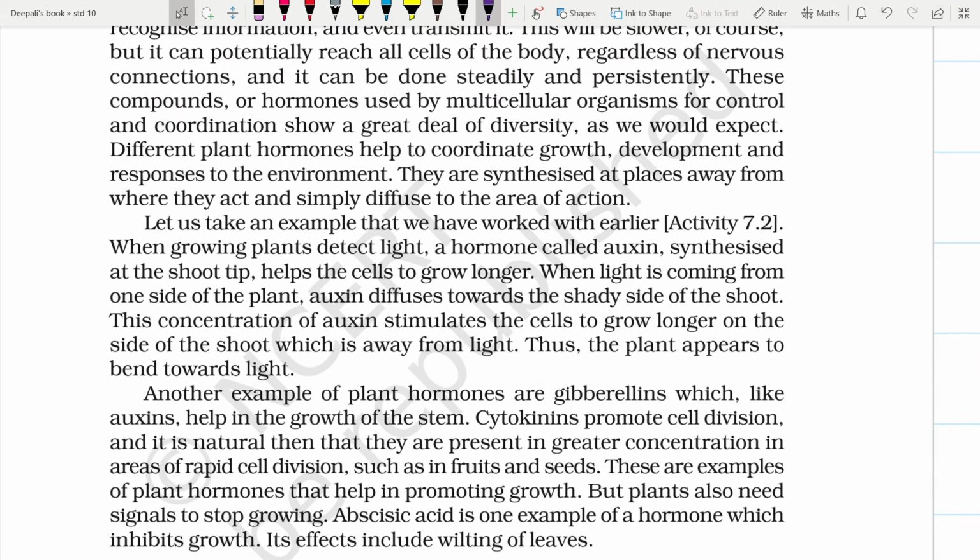Let us take an example that we worked on in an earlier activity. When a growing plant detects light, a hormone called auxin, synthesized at the shoot tip, helps the cells to grow longer when light is coming from one side of the plant. Auxin diffuses towards the shady side of the shoot. This concentration of auxin stimulates the cells to grow longer on the side of the shoot which is away from the light. Thus, the plant appears to bend towards light. Did you understand how the mechanism works?